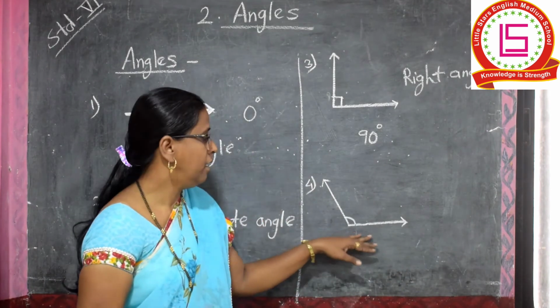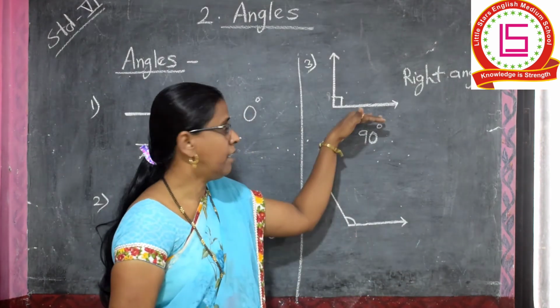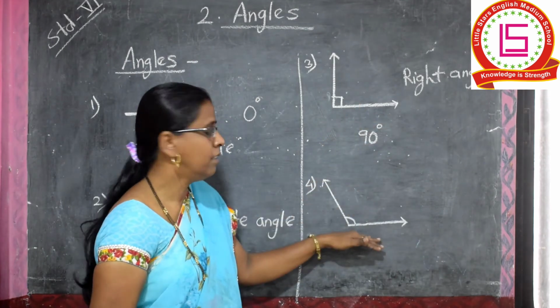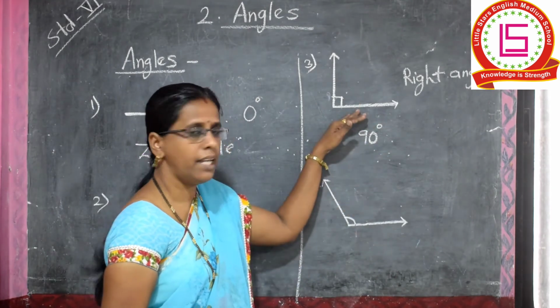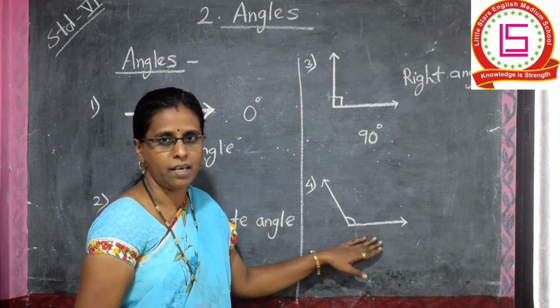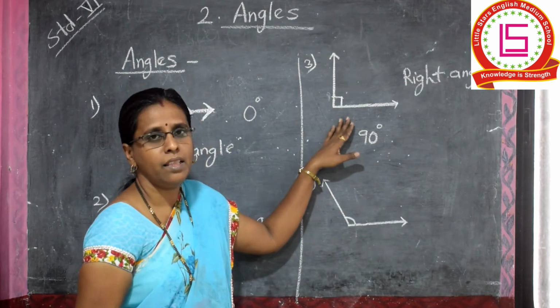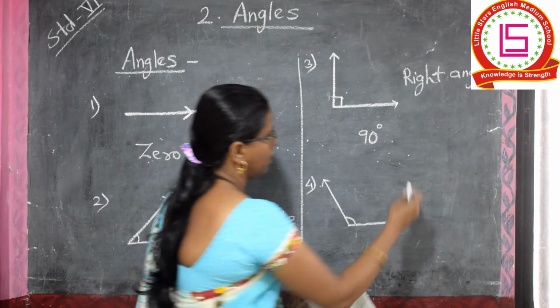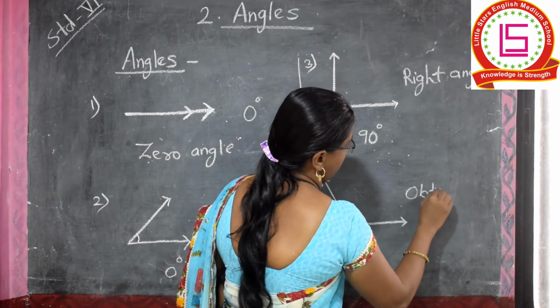The angle which is greater than the right angle is called an obtuse angle. Greater than the right angle, obtuse angle.